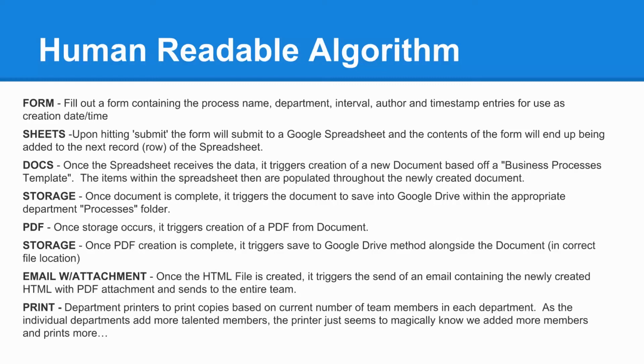It's going to email that PDF to everybody on the team as an attachment, plus give them some instructions in that email about the expectations, about what's coming next, what's expected of them. And then, of course, we're going to have that print automatically to the printers of the various departments, all from the submission of that form.